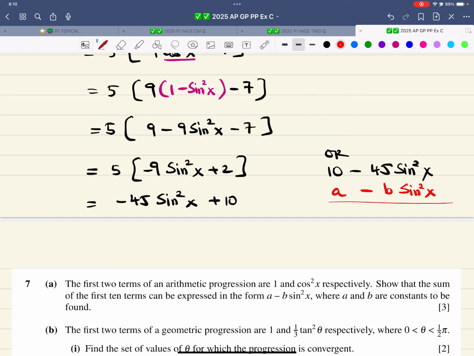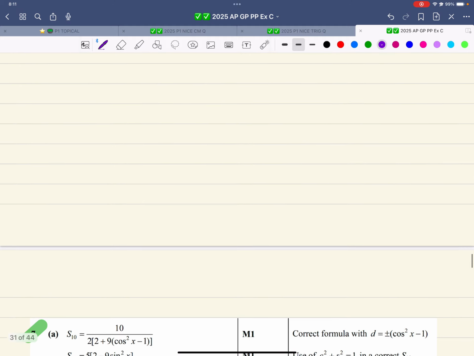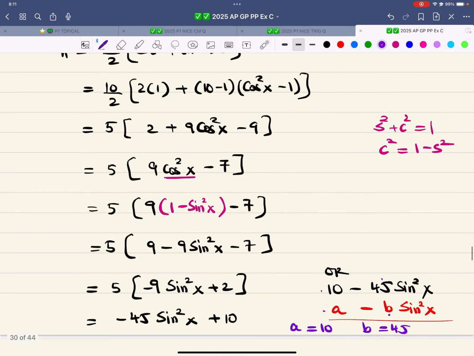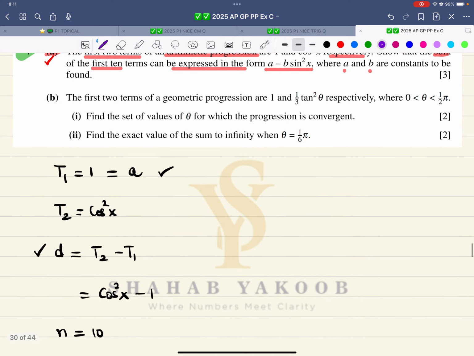It's a good idea to write it separately also. The value of a is 10, comparing coefficient, the value of b is 45. And let's double check. That is this thing. They have not written it separately. This is 10 minus 45 sine square x. All good, all clear. On the sidelines, they have written it. So the first thing is done and dusted.